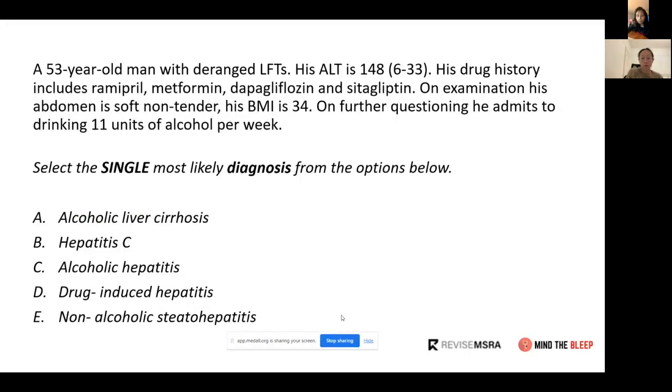Next question. Okay. So in this question, they're asking for diagnosis. When you read the case vignette, it tells you that their ALT is a bit high, but that's the only information that they've given. But they've given a list of medication and the patient's BMI, which tells you that the patient could have a metabolic syndrome going on. And if you look at their alcohol consumption, they are within the recommended range of alcohol consumption.